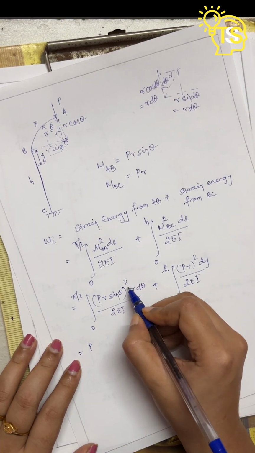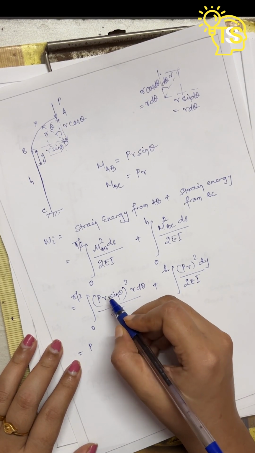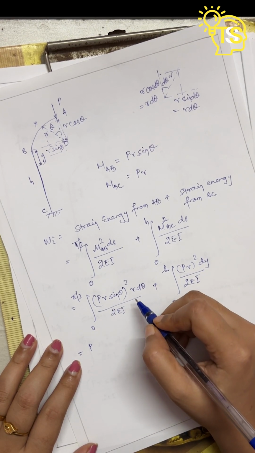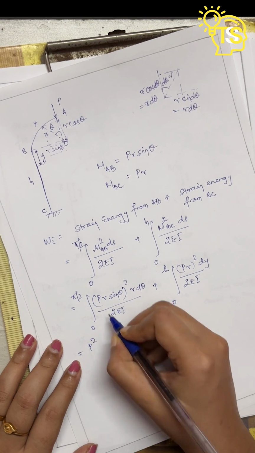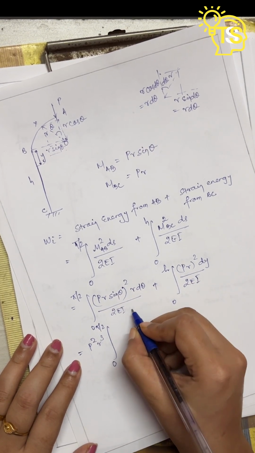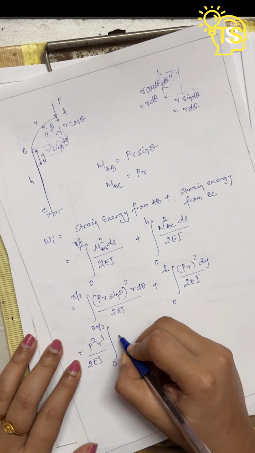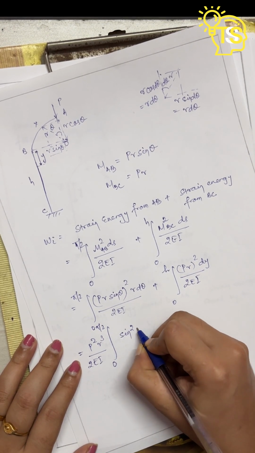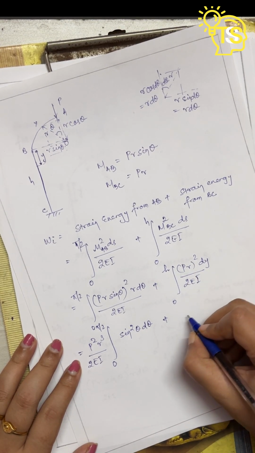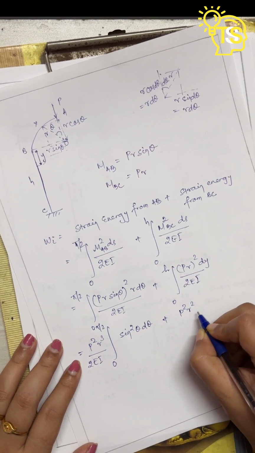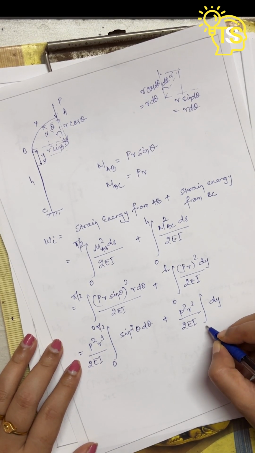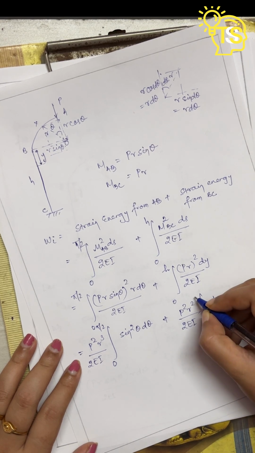Now if you open the bracket, it will be p square r square sin square theta. So we will take the value outside, we will get p square, and now r square into r will be r cube. Now let's take 2EI also outside. Inside this integration we will only have sin square theta d theta. Here the value will be p square r square. So let's take the value p square r square outside the integration upon 2EI. Now we will get the value inside the integration is dy, limit from 0 to h.